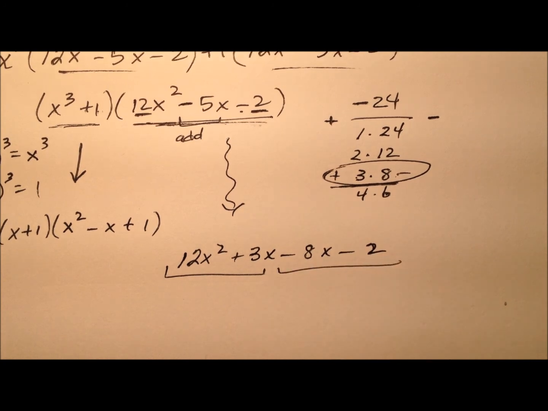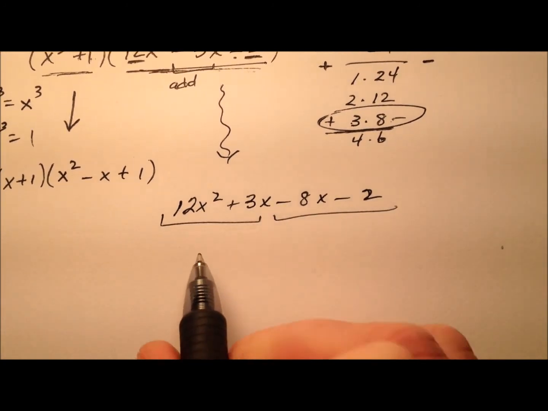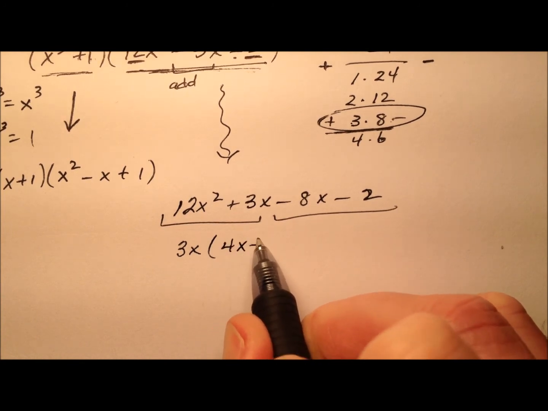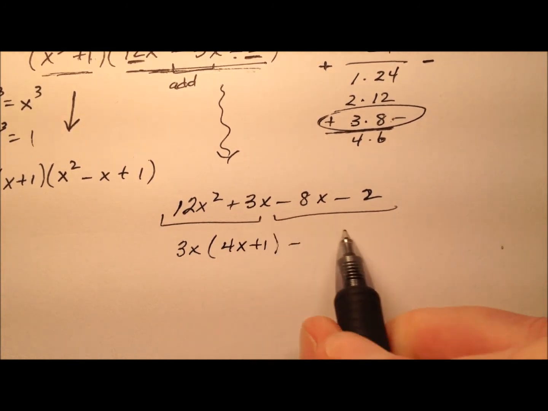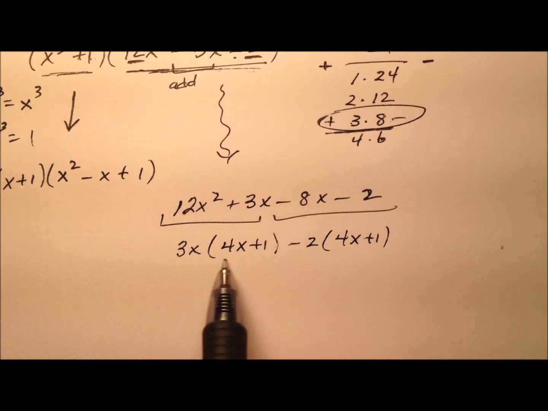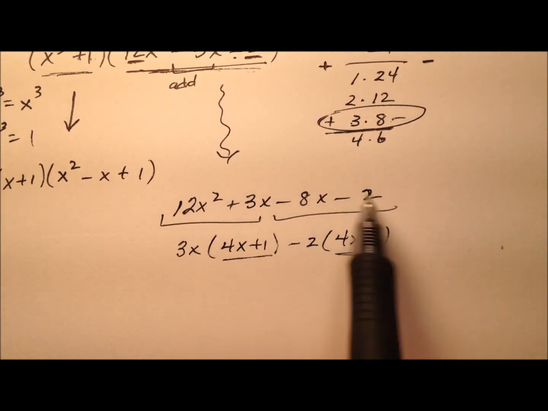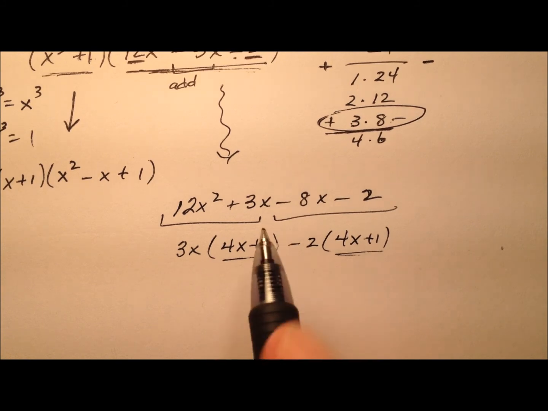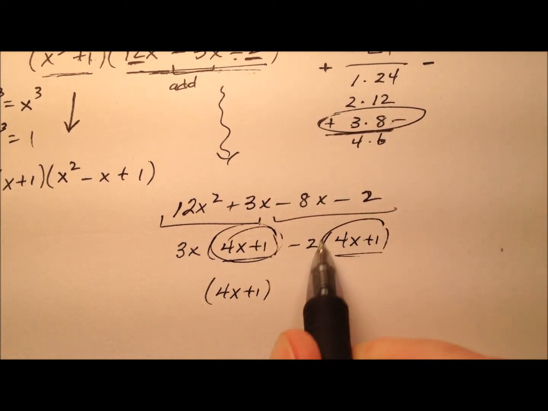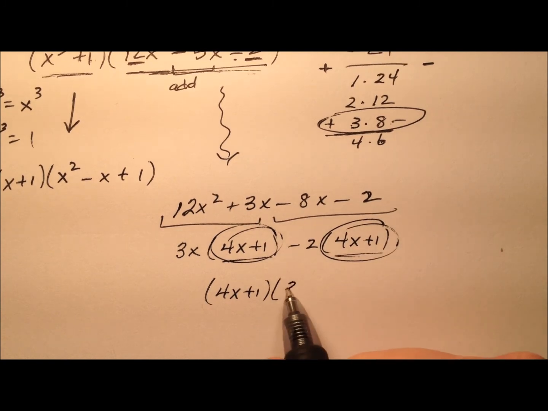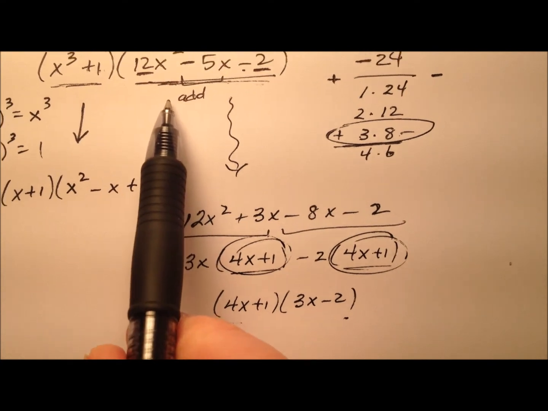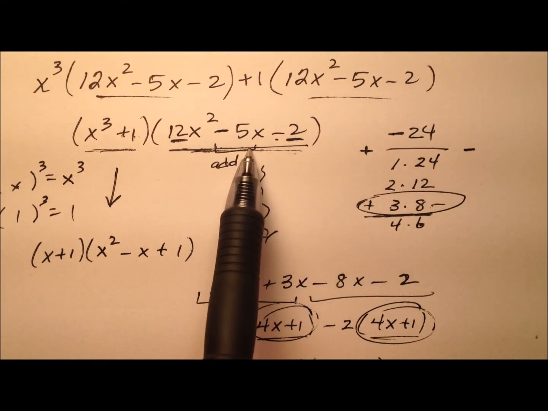And here let's do grouping again. You'll see grouping is in lots of places. So this 3x becomes 4x plus 1. Looks like a minus 2, so a 4x plus 1. And again, the more you do this, the quicker this whole thing will become. So 4x plus 1 is this guy that comes out of both, and then 3x minus 2. So that's the factorization for this piece that was left over.